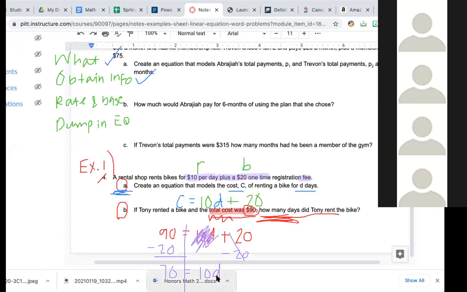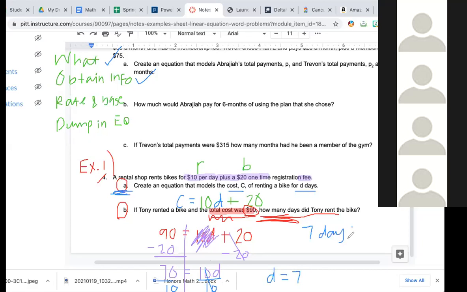How do we get D by itself now, y'all? What do I do? Divide. Divide by what? 10. Yes. Okay, so everybody look. What is 70 divided by 10? 7. So how many days did he have the bike? 7 days. Very good, y'all.